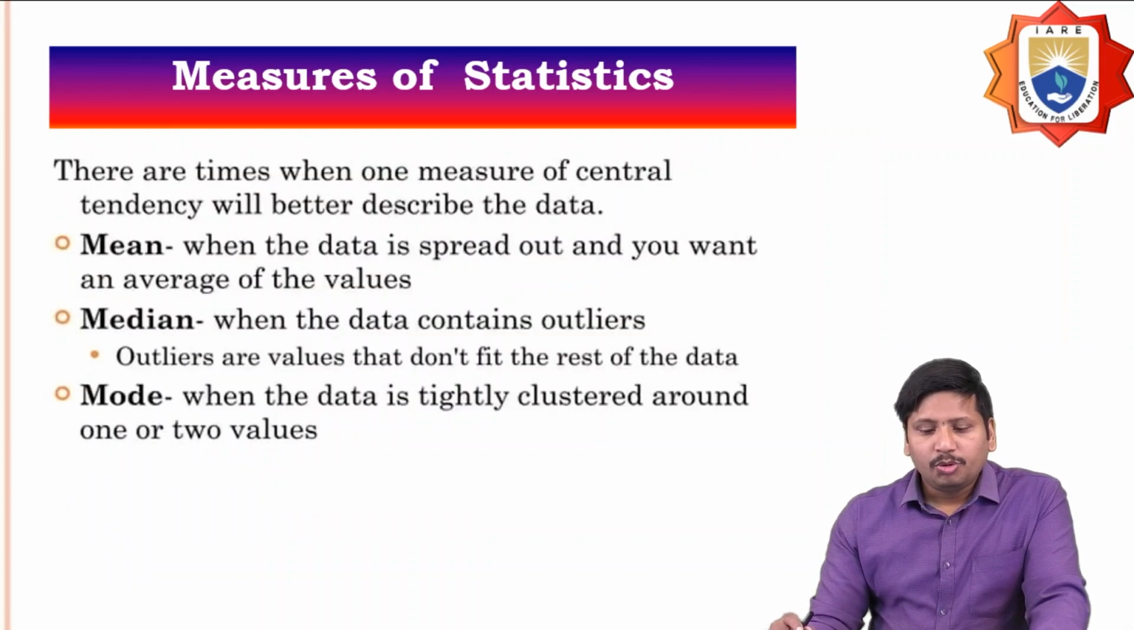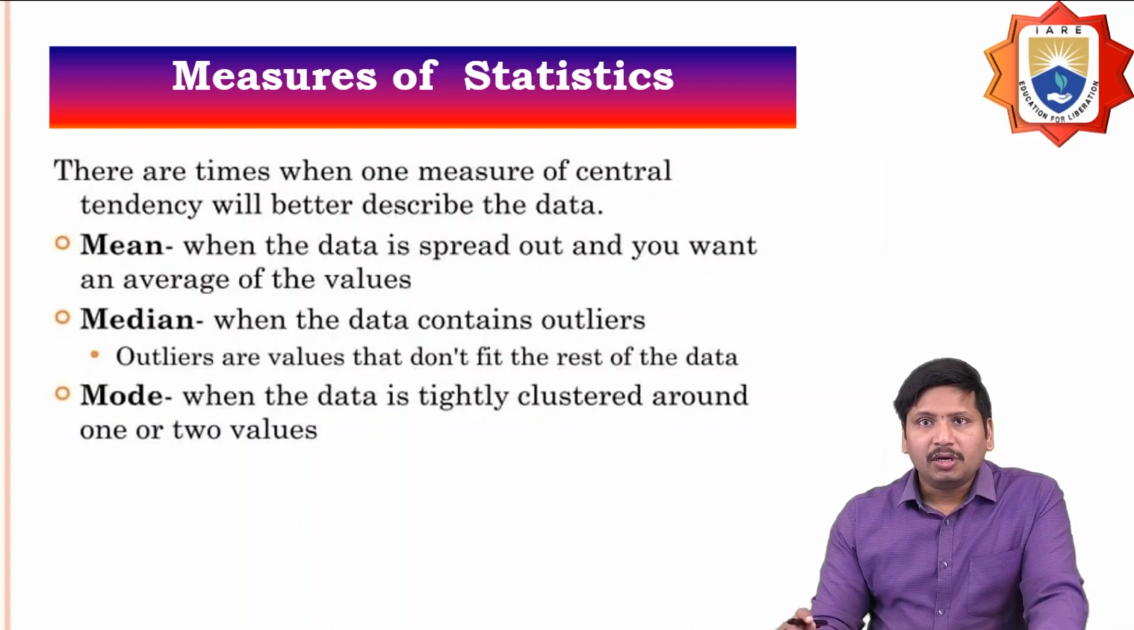Okay, next we see that we use the mean where the data is spread out and we want an average of those values. The median is used where the data contains outliers. Normally, outliers are values that don't fit the rest of the data. And the mode is used when the data is tightly clustered around one or two or more values.